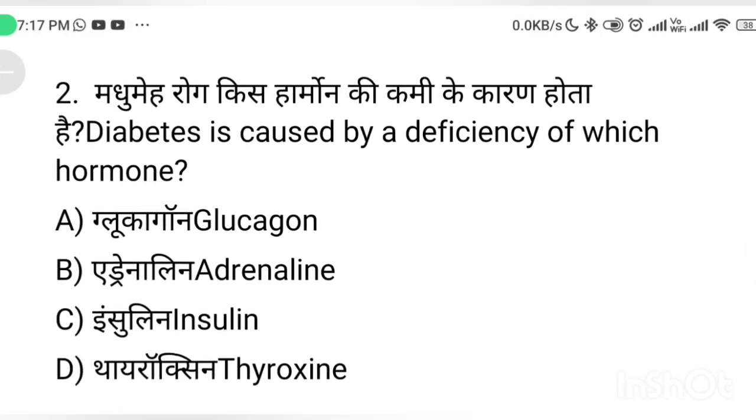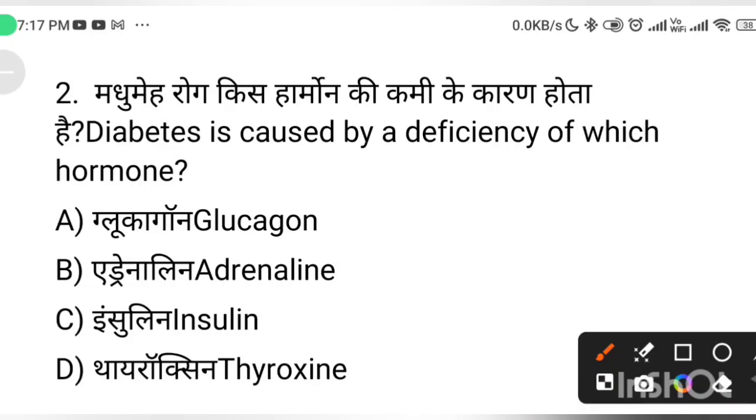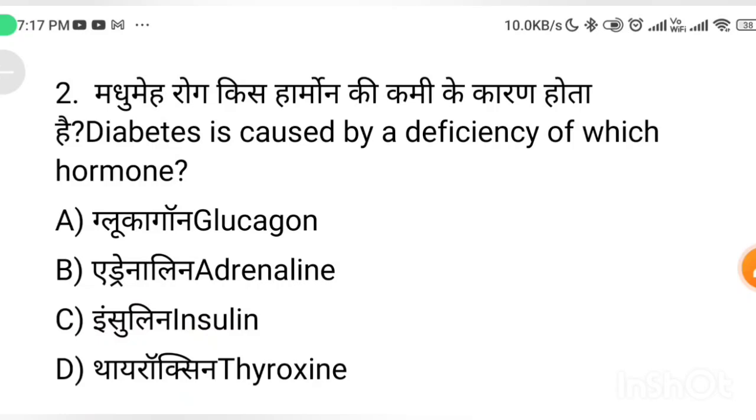Next question. Diabetes is caused by a deficiency of which hormone? Option A, glucagon. Option B, adrenaline. Option C, insulin. Option D, thyroxine. Correct answer is option C, insulin. Diabetes is caused by deficiency of insulin, a hormone that regulates blood sugar level. Diabetes is a chronic disease that occurs when the body does not produce enough insulin.